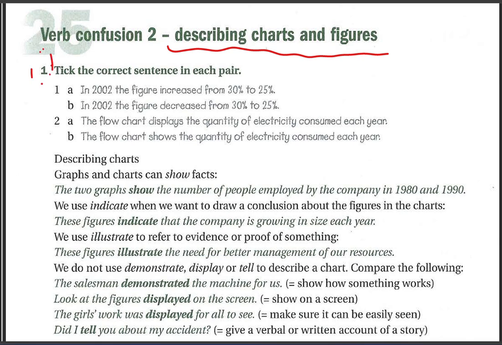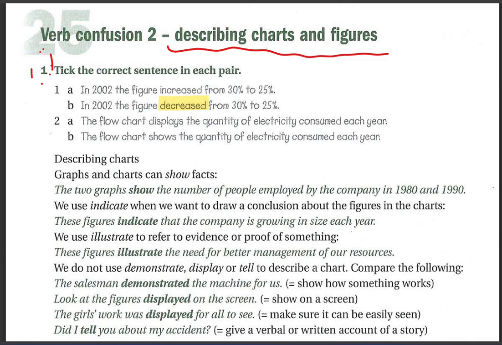So let us start together. Number 1, choose the correct sentence in each pair. In 2002, the figure increased from 30% to 25%. In 2002, the figure decreased from 30% to 25%. Which one is correct? Of course, decreased.